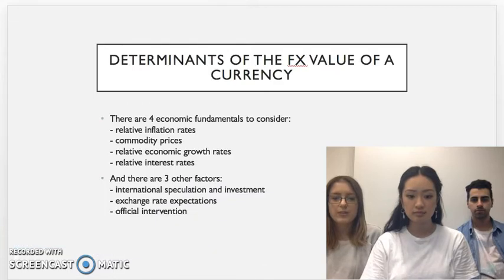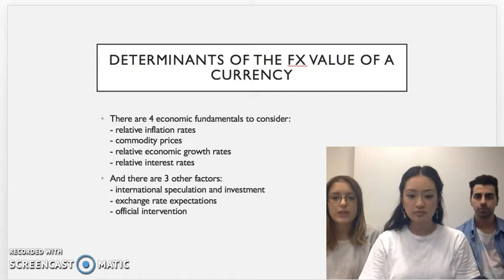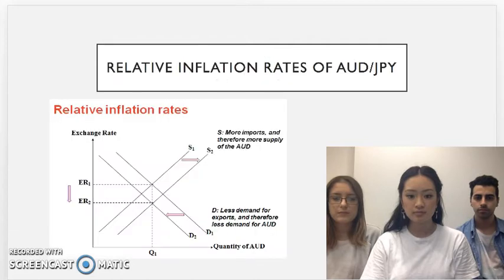In this presentation, we will be covering 3 of the 4 economic fundamentals: inflation rates, commodity prices, and interest rates. If Australia has higher inflation than its trading partners, it will experience less demand for exports and more demand for imports. This correlates to less demand for the Australian dollar, causing a downward shift in the demand curve from D1 to D2, and more supply of the Australian dollar, causing an upward shift in the supply curve from S1 to S2, thus creating a new equilibrium exchange rate at ER2.